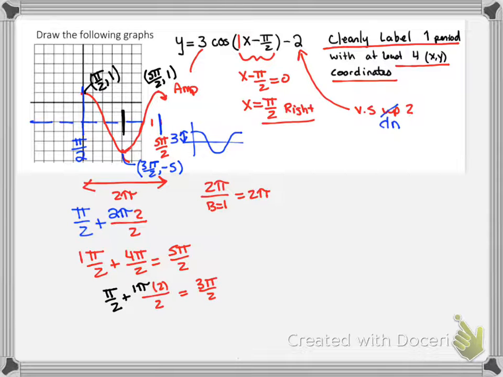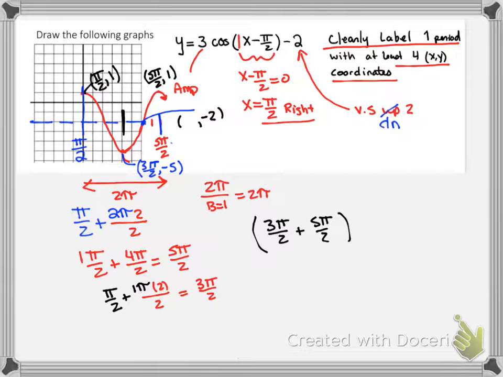We were asked to do 4 points. We'll do this point right here on the midline. We know the y coordinate is going to be 3, or sorry, down 2. And the halfway point between 3 pi over 2 and 5 pi over 2, well, let's just see here. If I was going to find the average, I could do 3 pi over 2 plus 5 pi over 2. That's going to be 8 pi over 2, which is equal to 4 pi.